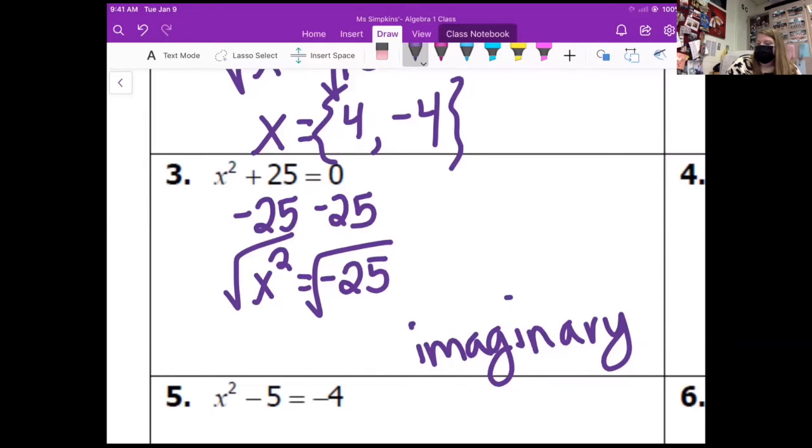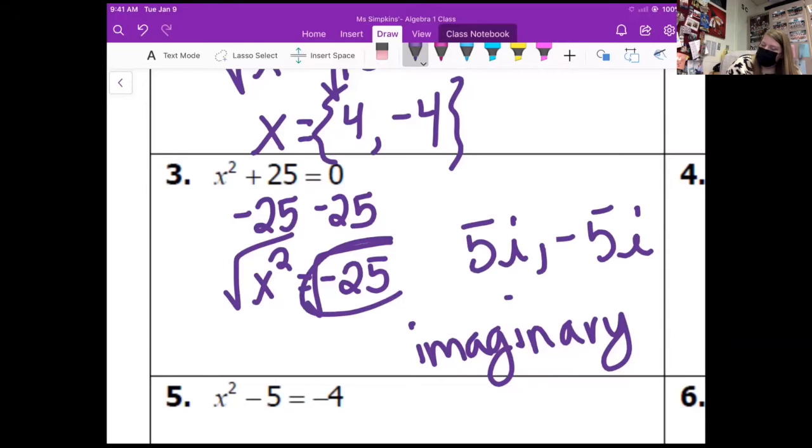Technically, if you're just curious, the answers would be 5i and negative 5i. But ignore that if that's confusing, which it should be. So if there is a negative under the square root, it is always going to be imaginary. Now, I'm not saying that at some point you'll see it written as no solution, because some people aren't as honest as Miss Simpkins. They just want to pretend like there's no answer. There is, but you don't know how to find it. So if you get to that point, you can just call it imaginary.